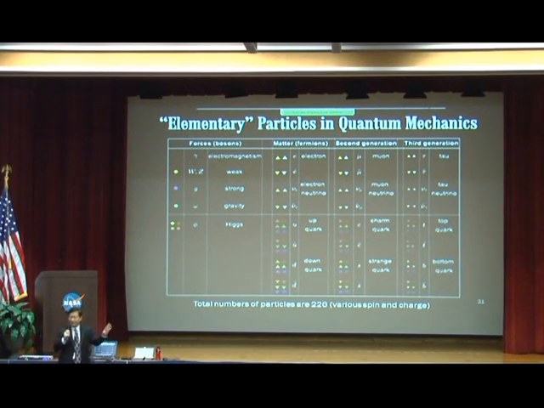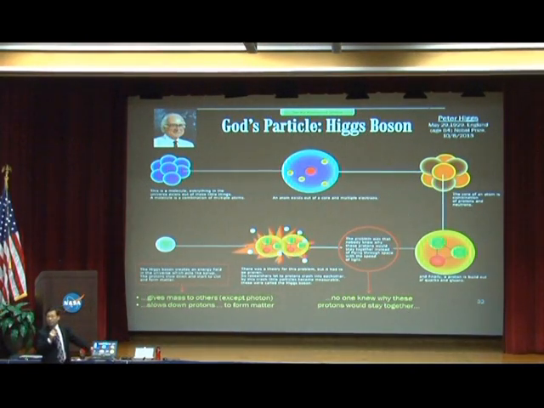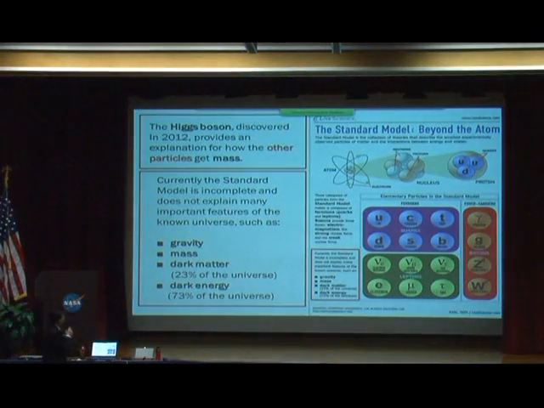This is the simplest version, and it includes the Higgs particle, the last piece of the entire standard model we achieved. So what kind of results did we get? This is the page after the Higgs particle was awarded. If you read this little box I zoomed in on, it says the current standard model is incomplete and does not explain many important features of the known universe, such as gravity, mass, dark matter, and dark energy. We are basically back to square one.